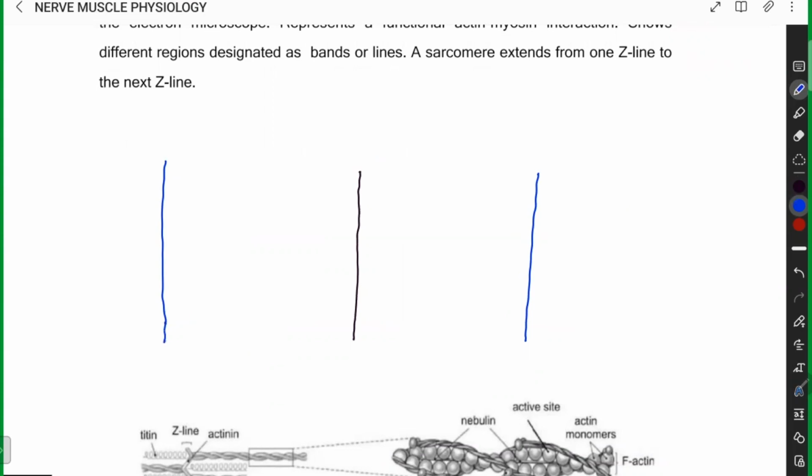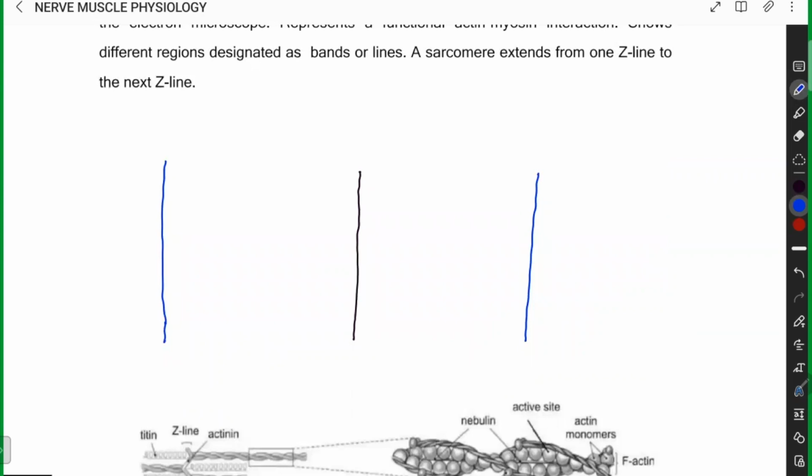You're going to call it the M line. The M line is nothing but the center line. So now you know that between the two Z lines, there is going to be one central line that is called the M line.